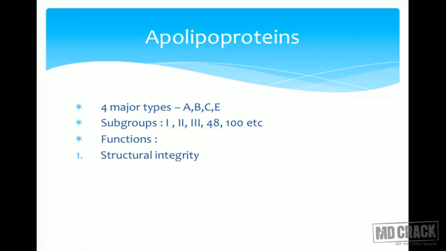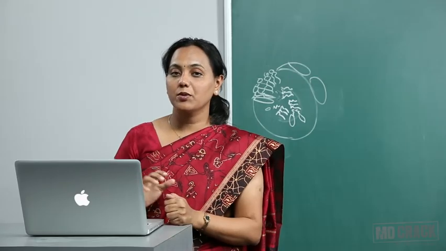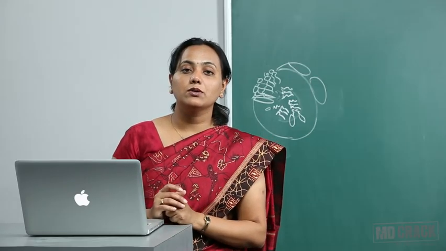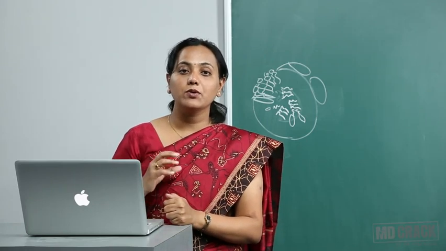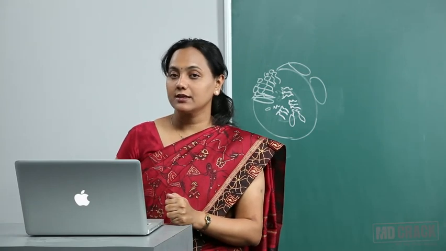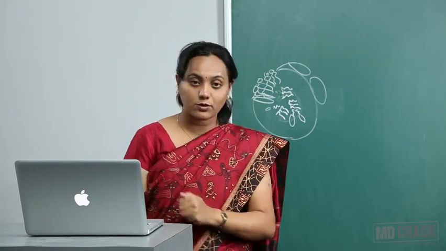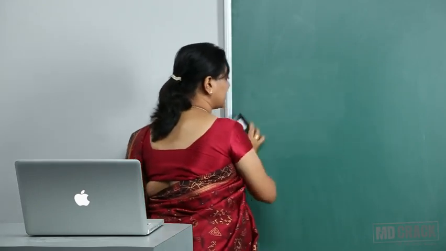Now what are the functions of these? They give structural integrity, lipoprotein uptake by tissues, recognize cell membrane receptors, and they activate enzymes. These are the functions of apoproteins. Now let us go on to the metabolism of each of these lipoproteins, because that is going to help you in understanding atherosclerosis and other diseases. So let's start with chylomicrons. Now where are the chylomicrons synthesized?